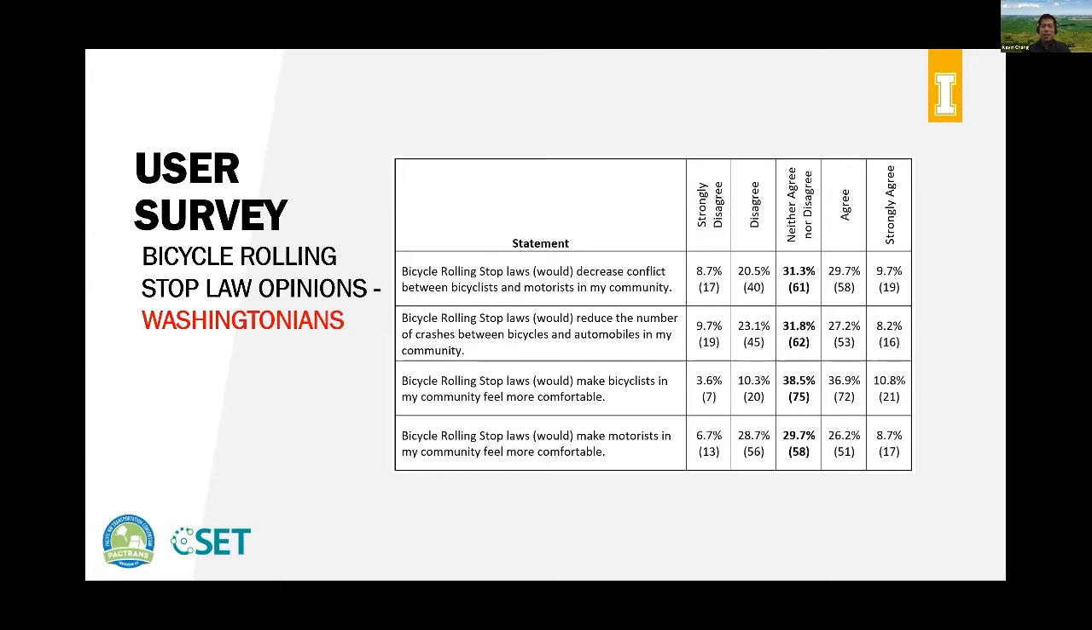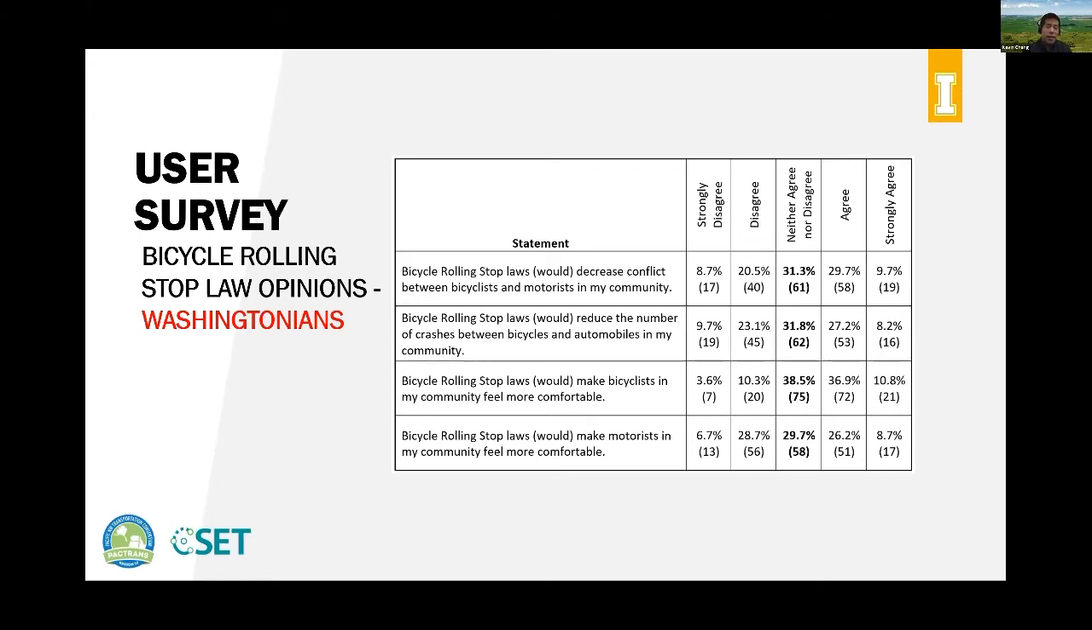The third statement, bicyclists in my community would feel more comfortable. In Oregon, it was 38% total agree or strongly agree. In Washington, it creeps up to about 47%. But again, you can see that there was a subset of the population that also either disagreed or strongly disagreed with each of these statements.